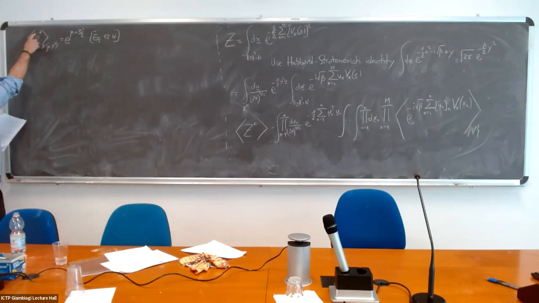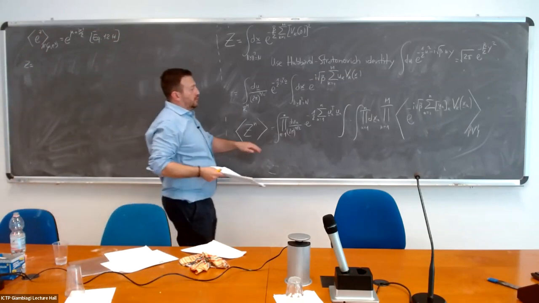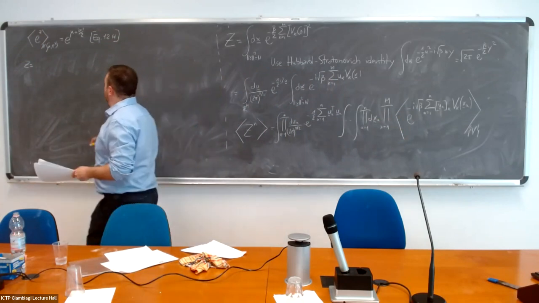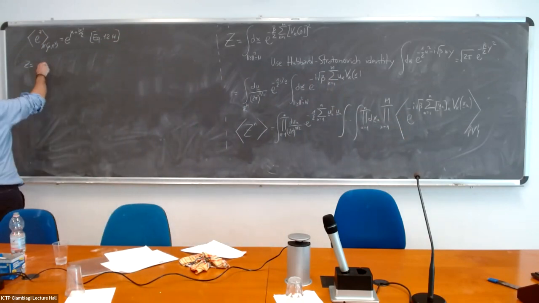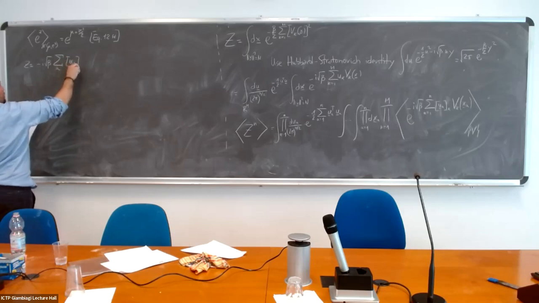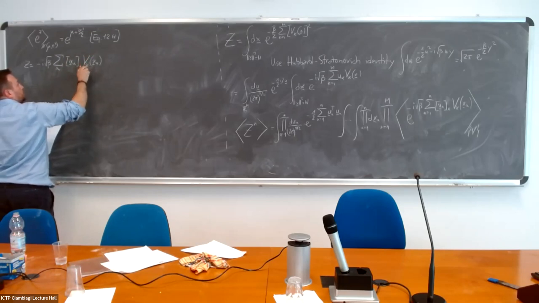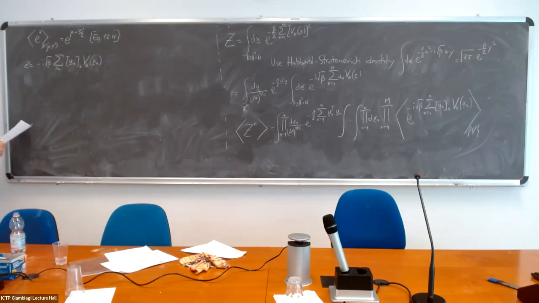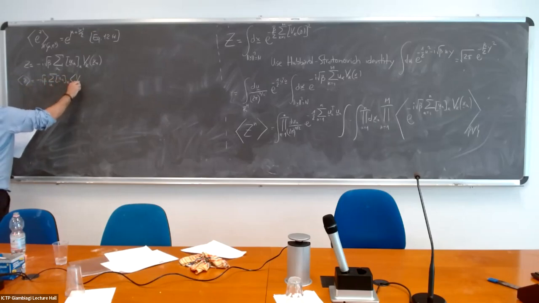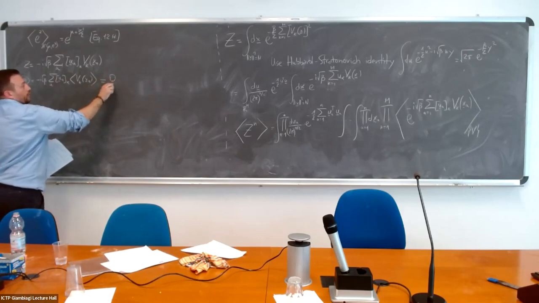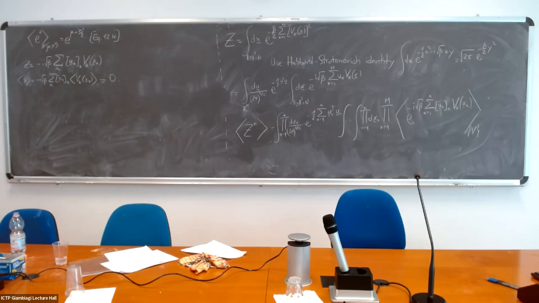Okay, so what is z in our case? z in our case is this exponent here. So it is minus i root beta summation over a of u a k vk of xa. So what is the average of z? Well, the average of z is minus i root beta summation over a of ua component k, average of vk of xa, by linearity. And this is of course zero because we assume that our vk is mean zero.